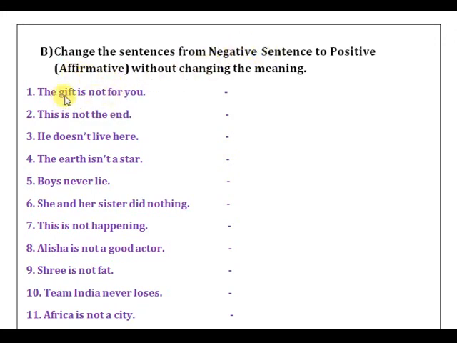Now the negation is already given to you, such as "The gift is not for you." Here "not" is already given to you. So what shall you do? We first remove the "not". So the correct answer to this is, we first remove the "not" from the sentence and then we find the opposite of "you", that is "him". The gift is for him.